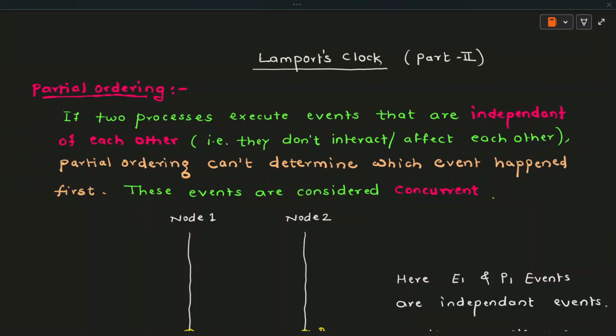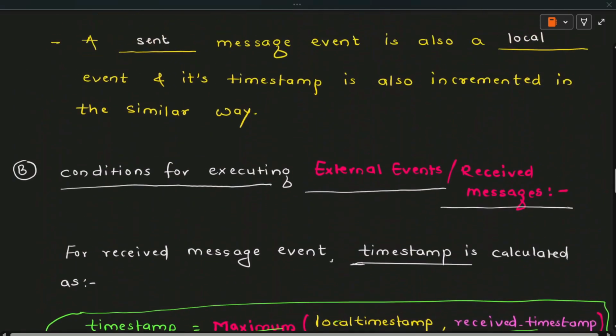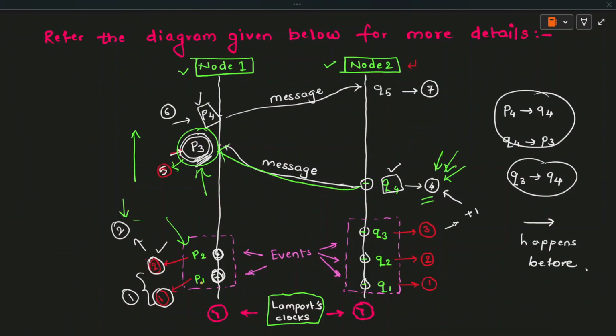In today's session we are going to take some more information about Lamport's clock. In part 1 we have seen how Lamport clock works and how the events are ordered using the Lamport's clock. Now if we consider the previous scenario, we have seen one diagram in which P1, P2, P3, P4 events were getting executed at node 1 and Q1, Q2, Q3, Q4 and Q5 events were getting executed at node 2. So we have taken detailed information about how the ordering of the events is done using this diagram.